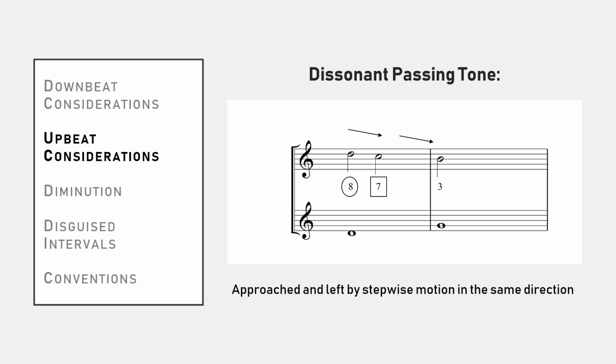Notice that two consecutive steps in the same direction will always outline the interval of a third from downbeat to downbeat. You have to plan ahead a little bit. It wouldn't be any good to write in the dissonant C in the first measure if we couldn't continue to the note B in the next.